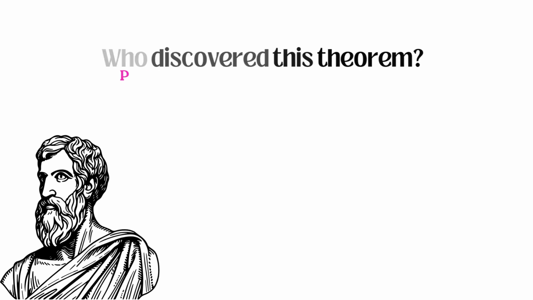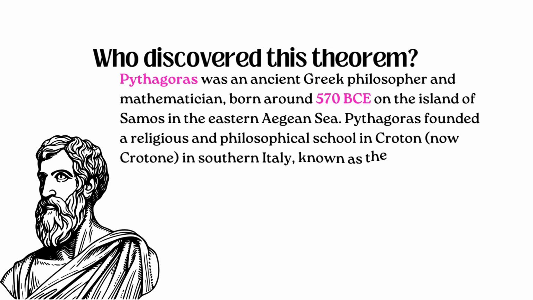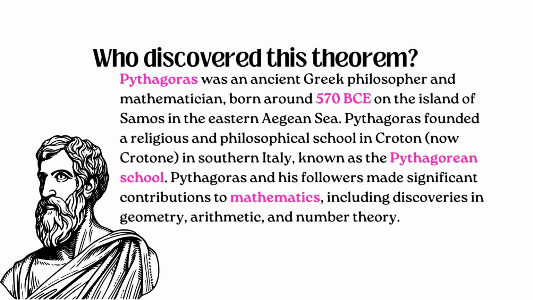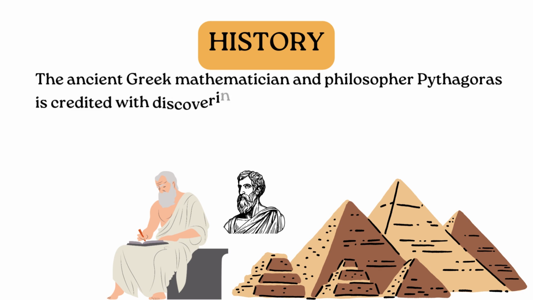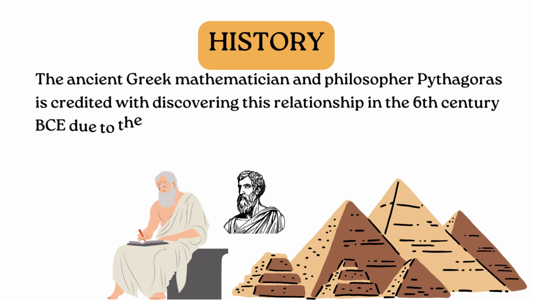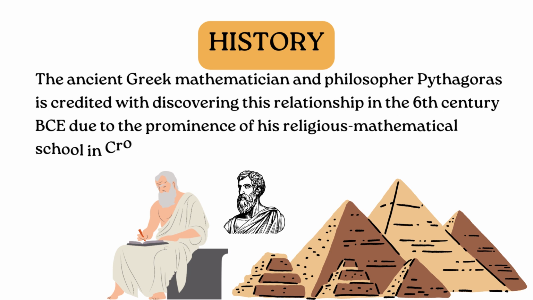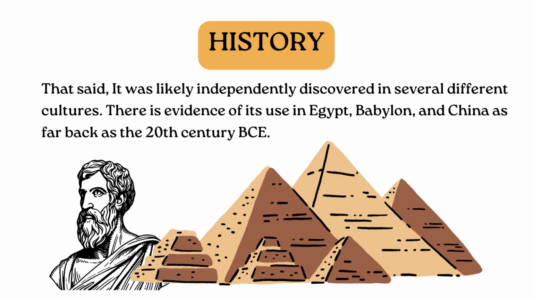Who discovered this theorem? Pythagoras was an ancient Greek philosopher and mathematician, and he is credited with discovering this relationship in the 16th century BCE due to the prominence of his religious mathematical schools in Croton, Italy. That said, it was likely independently discovered in several different cultures. There is evidence of its use in Egypt, Babylon, and China as far back as the 20th century BCE.